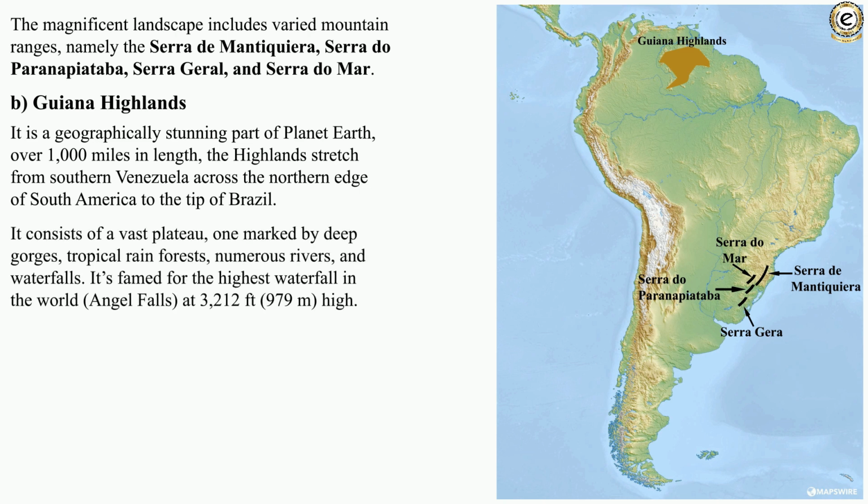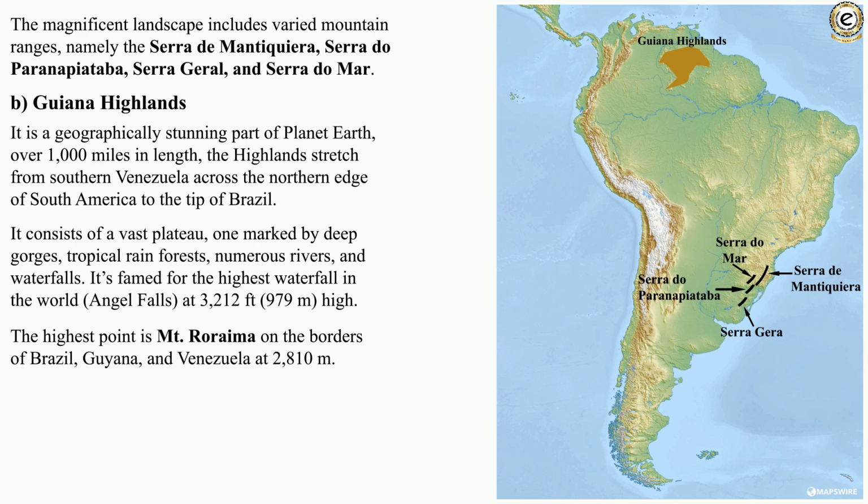It consists of a vast plateau, one marked by deep gorges, tropical rainforests, numerous rivers and waterfalls. It's famed for the highest waterfall in the world, Angel Falls. You know, Angel Falls is the highest waterfall in the world at the height of 3212 feet. The highest point is Mount Roraima on the borders of Brazil, Guyana and Venezuela, that is at 2810 meters.